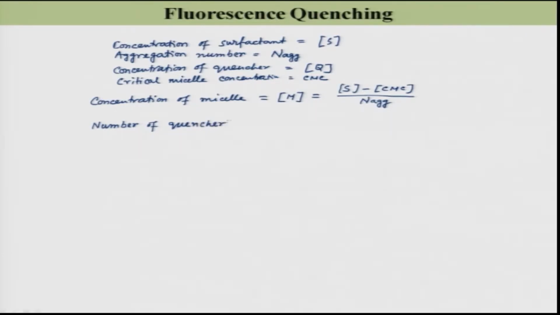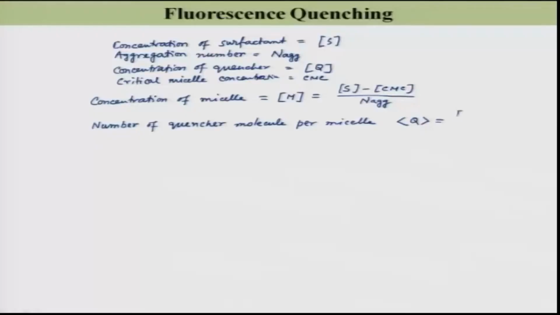And I can now also try to define this quantity, the number of quencher molecules per micelle, represented by this average Q. This is nothing but the concentration of the quencher divided by the concentration of micelle, and that is going to be the average. It is not necessarily that all these micelles will have that exact number of quenchers, but that is my average, right.